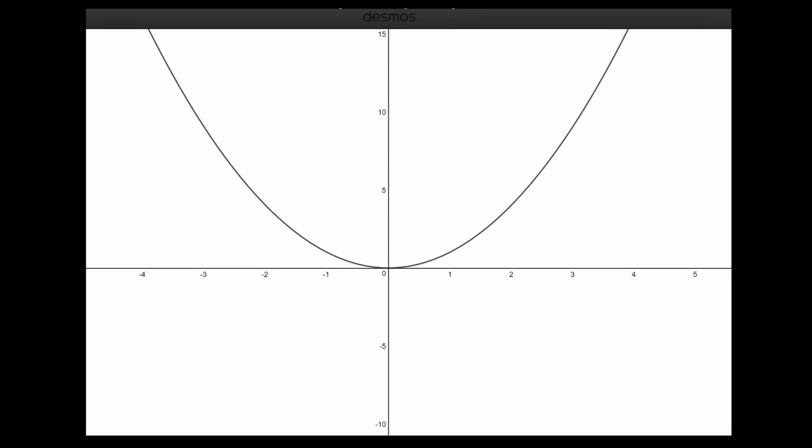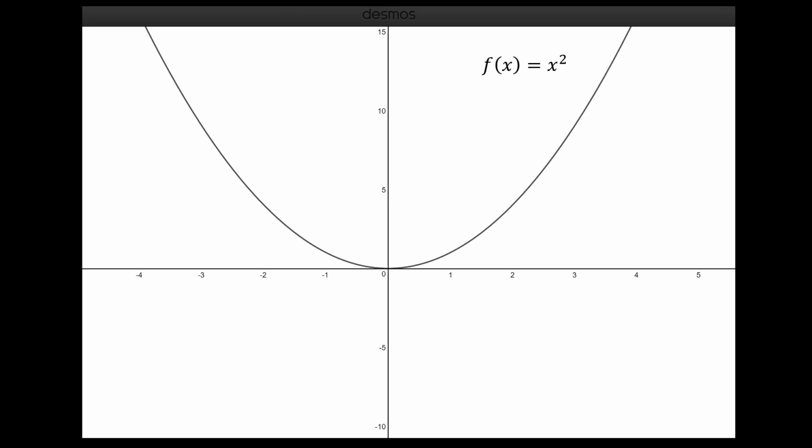So this is the function f of x equals x squared. And let's say we were asked to approximate the value of this function at 2.2 based off of the tangent line at x equals 2. So let's begin. Here's the overall concept.